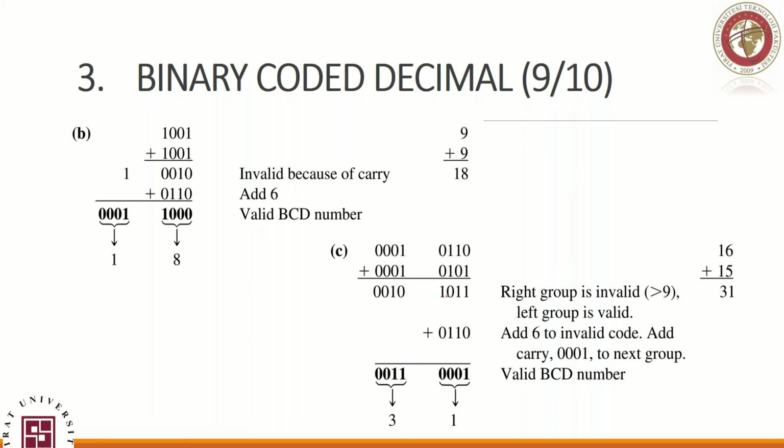Okay, now here's the problem. This one is 8 plus 2 plus 1, which is greater than 9. Okay? It's invalid in BCD. We need to add 6 to it. 6 is represented in digital 0, 1, 1, 0.